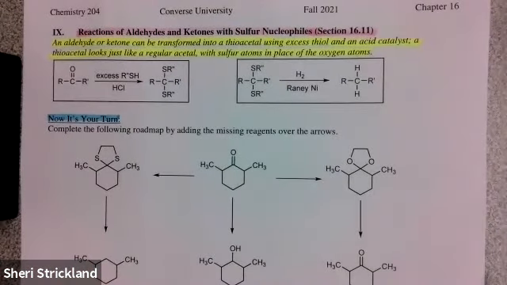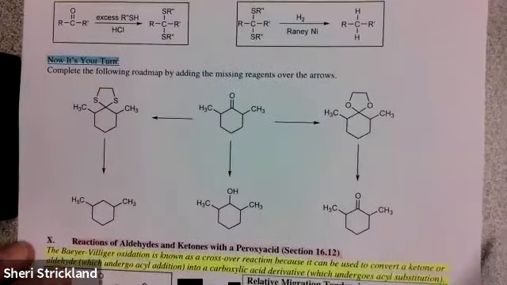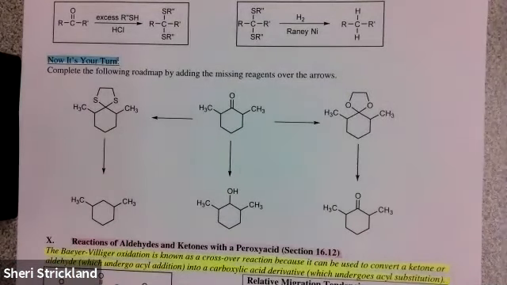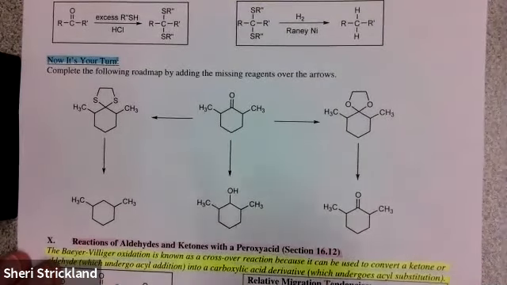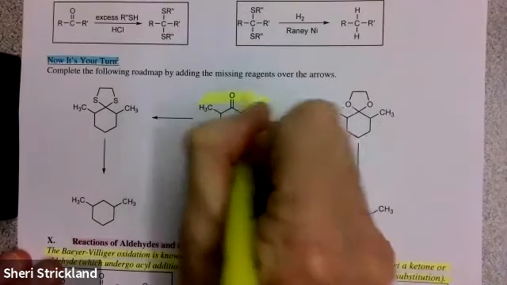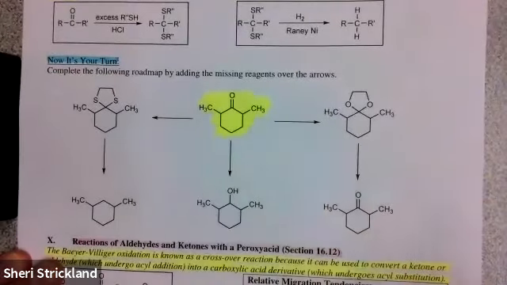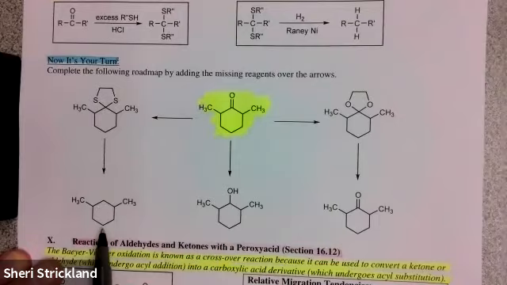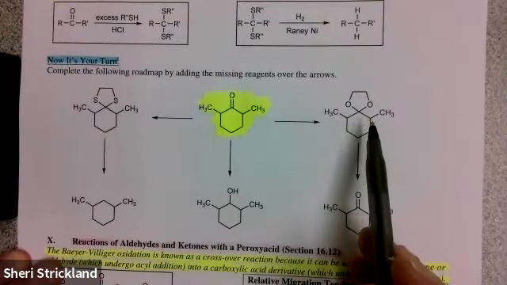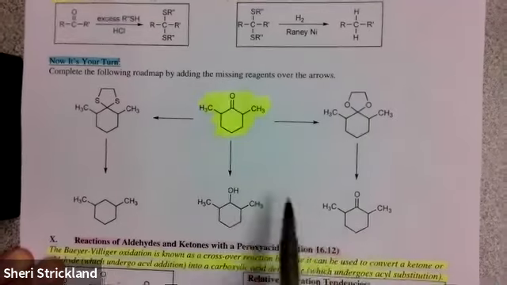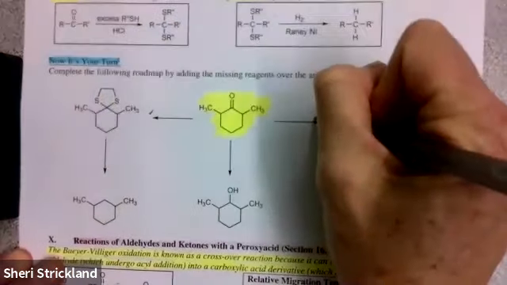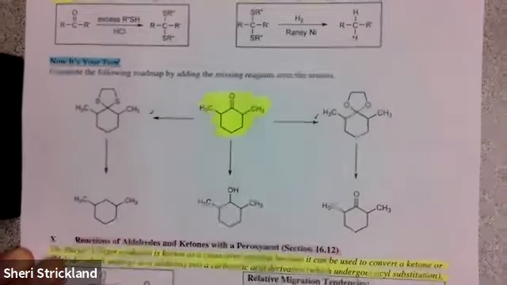So the first thing we're going to do here is a roadmap. I want you to complete the roadmap by adding the missing reagents over the arrows. Remember, with any roadmap, the first thing you want to do is find the compound that's kind of the center of everything. So that's this guy here. We can turn this by way of a thioacetal into this, or by way of a regular acetal into that, or we can reduce the ketone. So what I want you to do is tell me what the reagents would be in those two places, and then come on back.